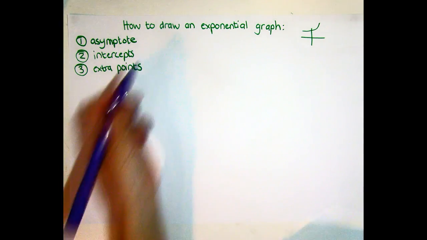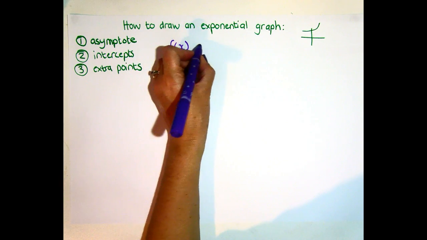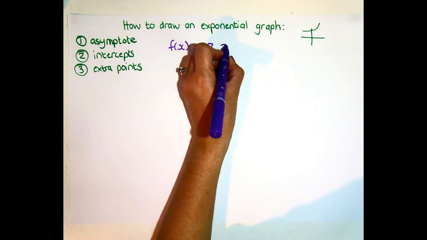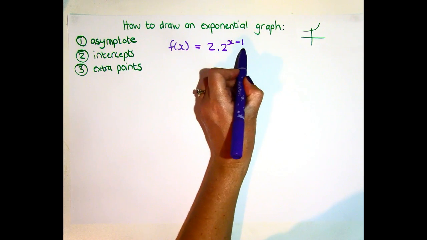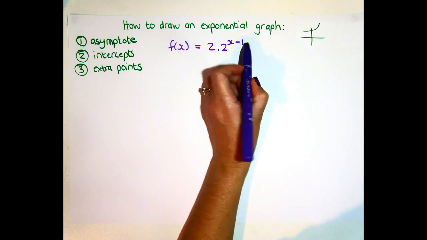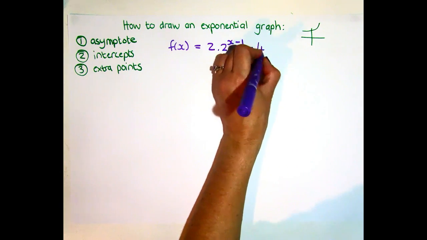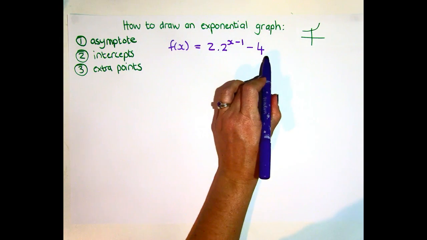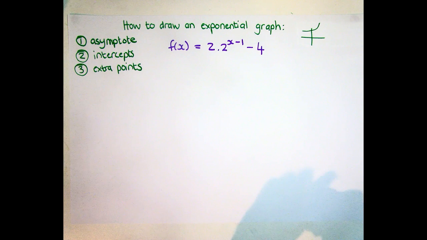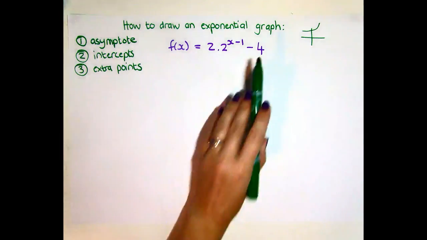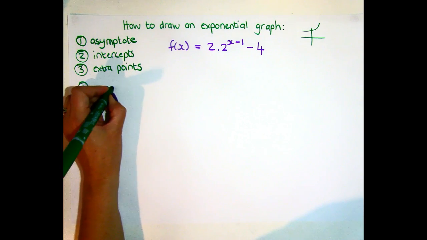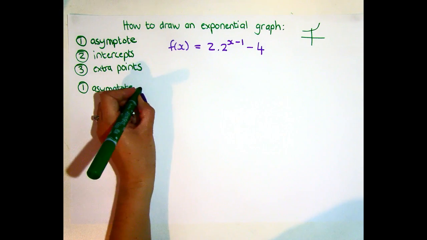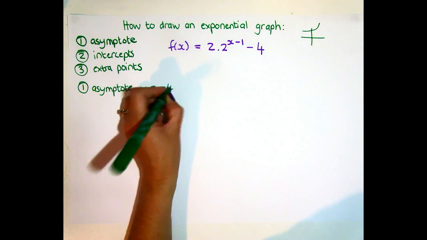I'm going to draw the graph f of x equals 2, that's the A value, then the B value is also 2, to the x minus 1, so we've got a shift towards the right because it's negative, and then minus 4, so we've got a shift down because that one is negative. Right, the asymptote's really easy. The asymptote is just the line y equals q. So, number 1, our asymptote is the line y equals negative 4.